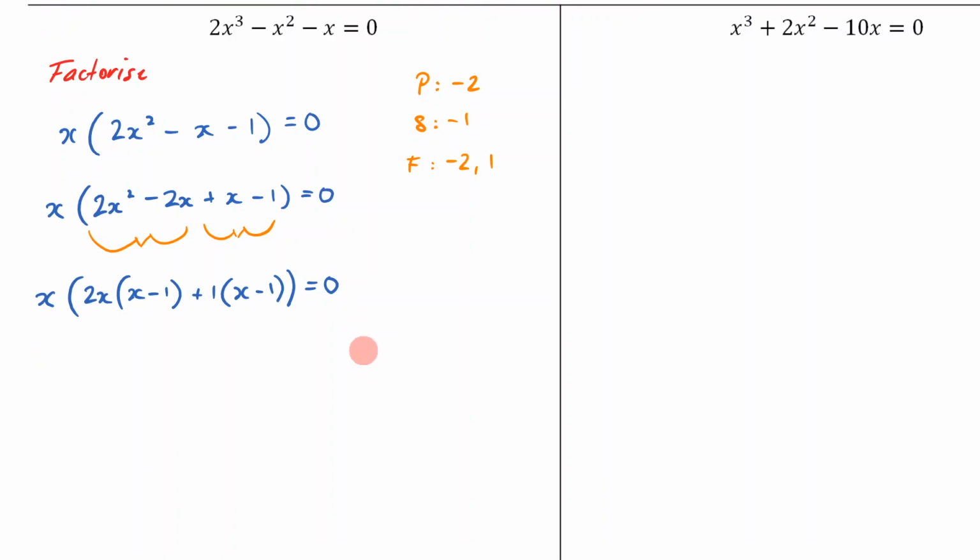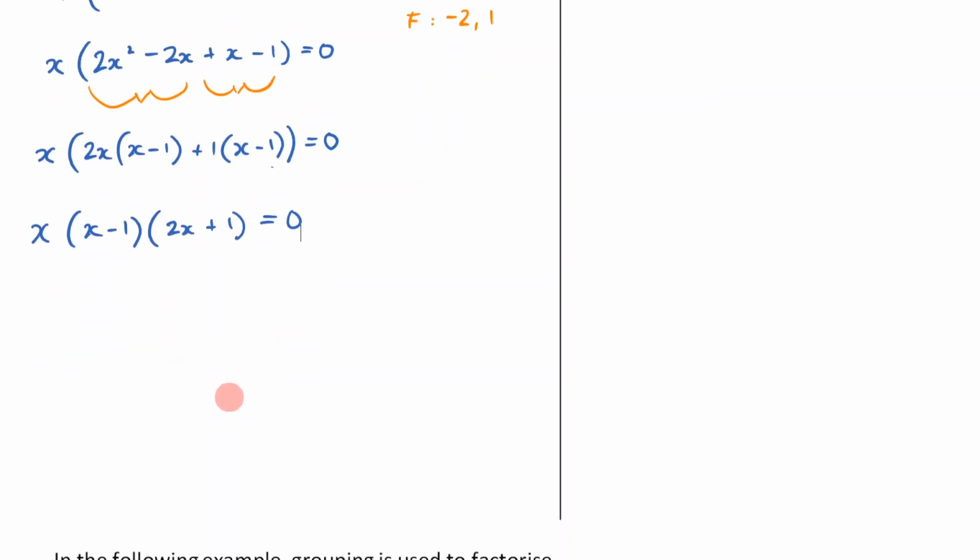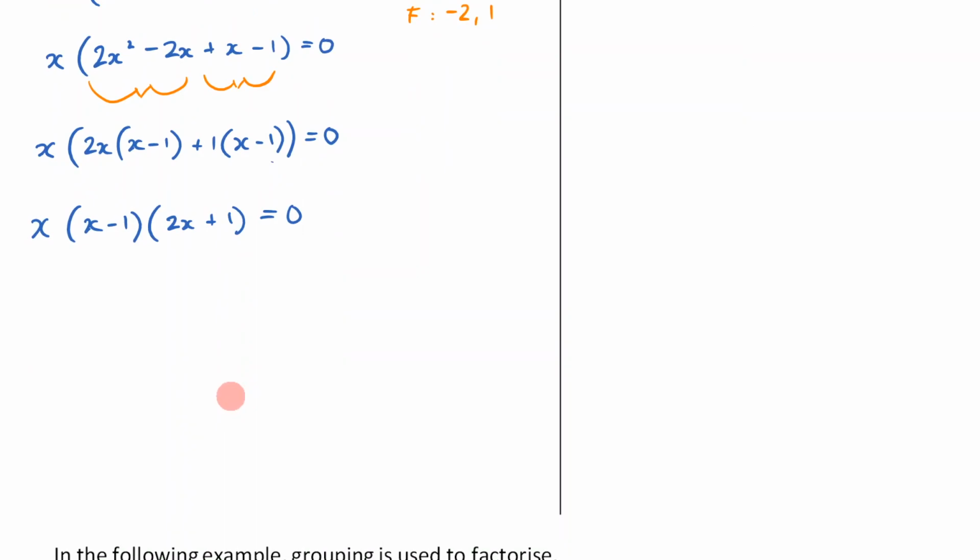And then the next thing that I can do is, as you can see, I have x minus 1 and x minus 1, and that's what we want, because now I can take that out as a common factor. So I can go x minus 1, then 2x plus 1 is equal to 0. And now it's factorized, so I can just use my null factor theorem. So I can set this and this and this all equal to 0. So x is equal to 0, or x minus 1 is equal to 0, or 2x plus 1 is equal to 0. So that means x is going to be equal to 0, 1, or negative a half.